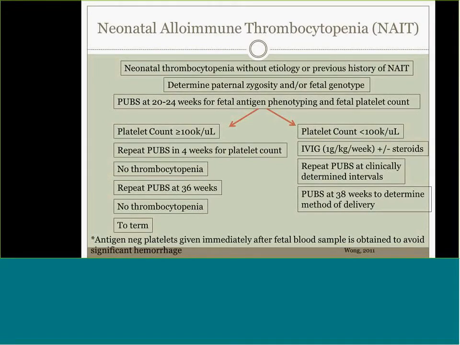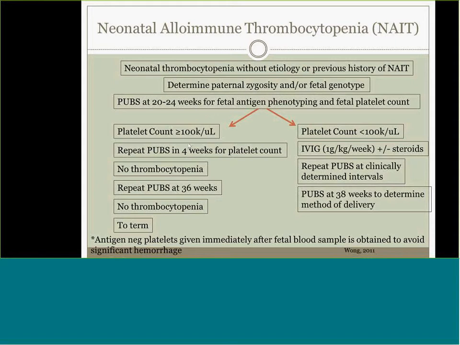So this is an algorithm that was developed as a theoretical one that could be tried. It is for patients who are very high risk, either with a previously affected sibling or a previously affected sibling with intracranial hemorrhage. And this is PUBs and direct fetal platelet count measurements. First, you want to determine paternal zygosity and/or the fetal genotype, given that you have this previously affected sibling or this potentially affected fetus. Determine the maternal and paternal genotype. And then perform a PUB at 20 to 24 weeks for phenotyping and fetal platelet count.